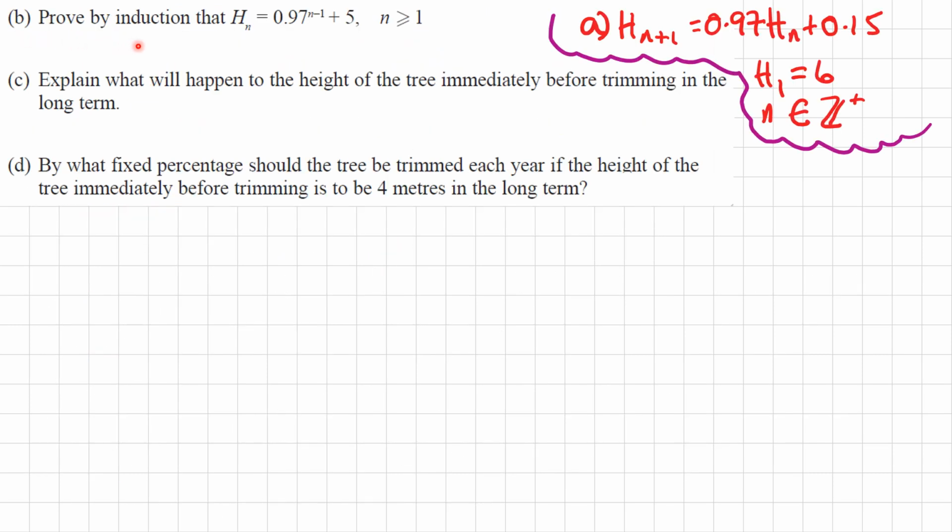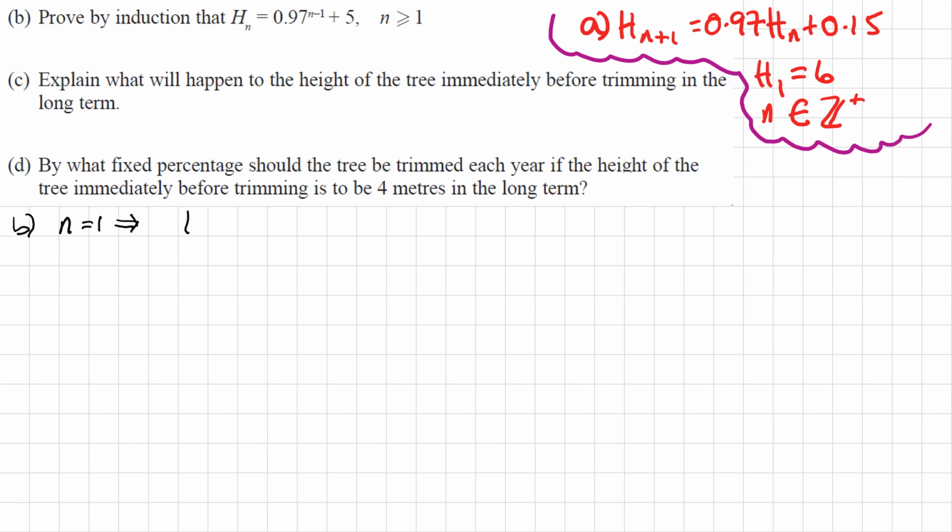Part B, prove by induction that Hn = 0.97^(n-1) + 5, where n is greater than or equal to 1. Okay, first step in any proof by induction is proving that this statement is true for n equals 1, the smallest value of n in this case.